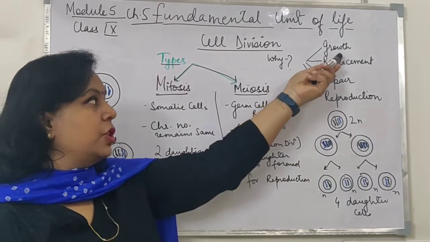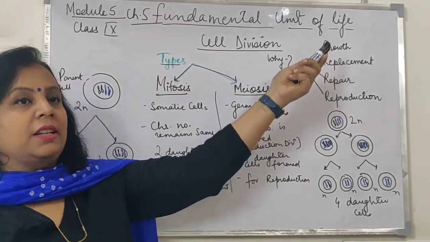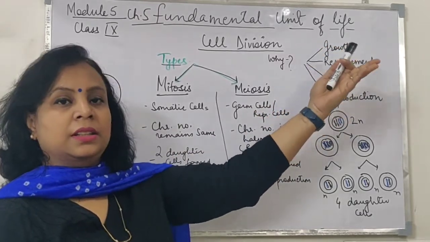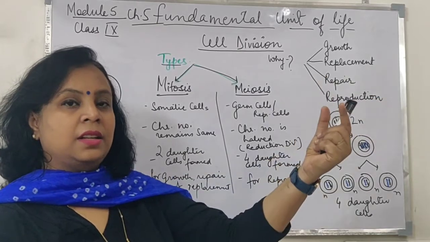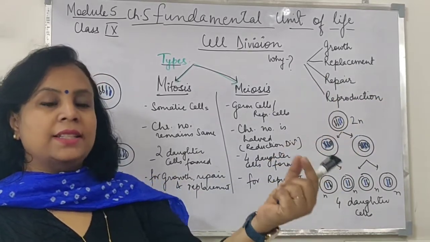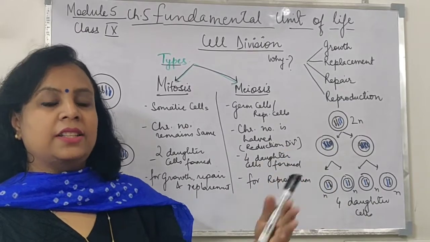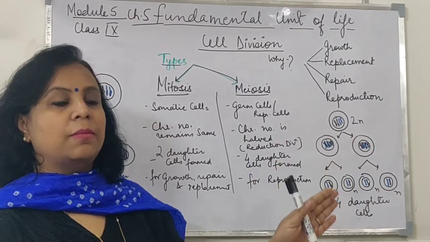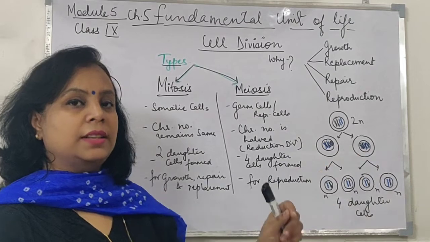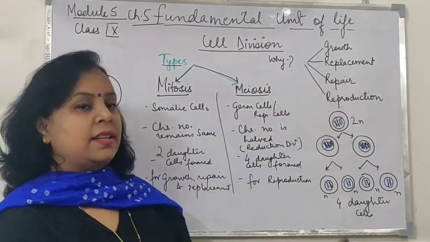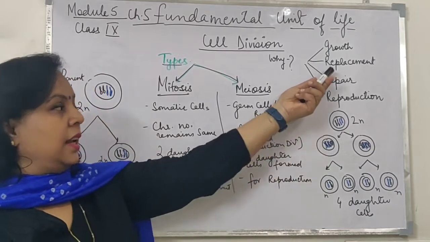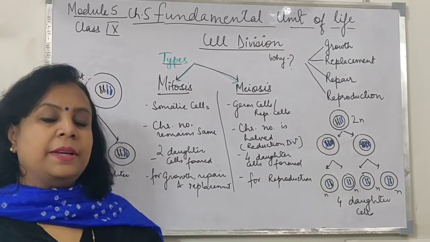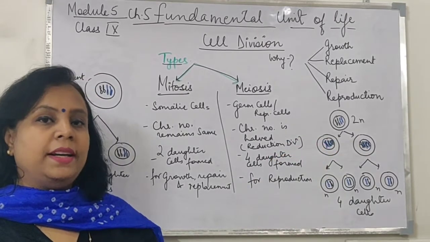Now they require cell division for growth. You know that growth is the vital activity of any living organism. For example, when the life begins by the formation of one single cell, that zygote, when it divides, it multiplies, and then it forms a ball of cells which later differentiates into other organs and parts. Next is replacement. The cells in our body need replacement after some time. For example, the life of a RBC, a red blood cell, is around 120 days.